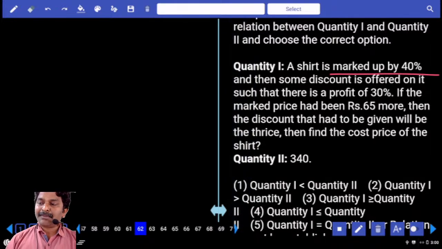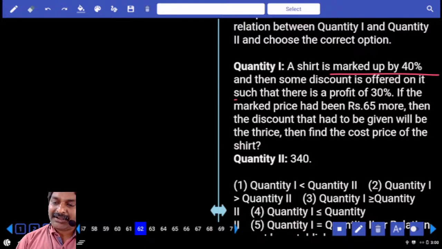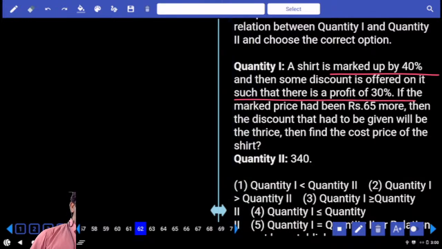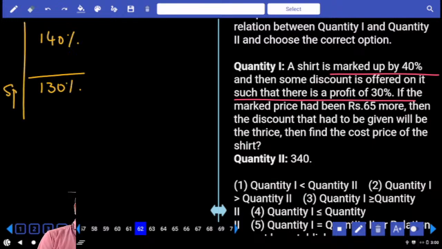A shirt is marked up by 40% and then some discount is offered on it such that there is a profit of 30%. Wait a minute. Market price is 140%. 30% profit is there. Then selling price must be 130. Then discount offered is 10. I am not saying 10% of the market price, but directly 10 only I am giving. Is that okay? Right.